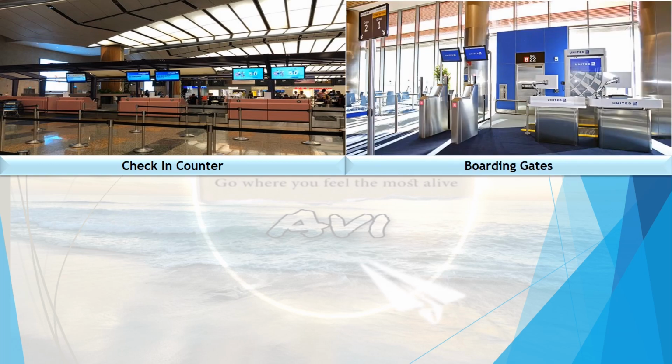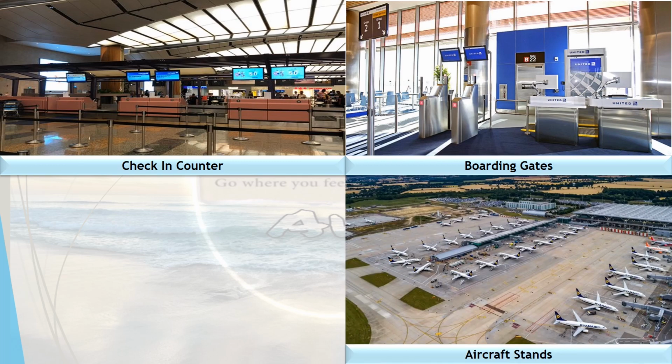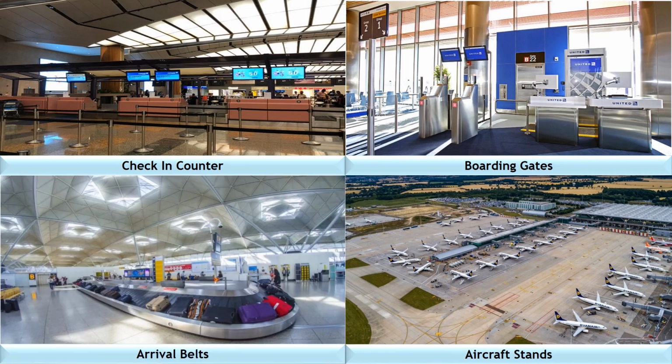The next airport resource is the boarding gate. This is again allocated to the particular airlines by AOCC. The third airport resource is the aircraft stands. And the fourth resource is the arrival belts. So these are the four main resources that are allocated to the airlines by this department. It is the responsibility of AOCC to ensure that these four resources are optimally used and there is no congestion while utilizing these resources.